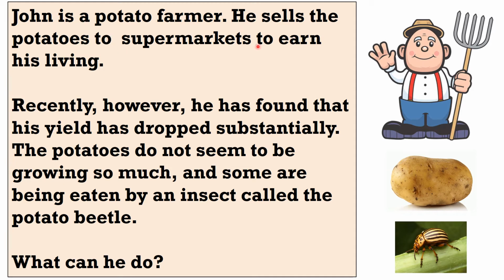Have a think about this. So John is a potato farmer. Here he is here. Hi John. He sells potatoes to supermarkets to earn a living. Recently, however, he has found that his yield has dropped substantially. The potatoes do not seem to be growing so much, and some are being eaten by an insect called the potato beetle. What can he do? So pause, have a wee think about that, and we'll see if you come up with what might happen in reality.